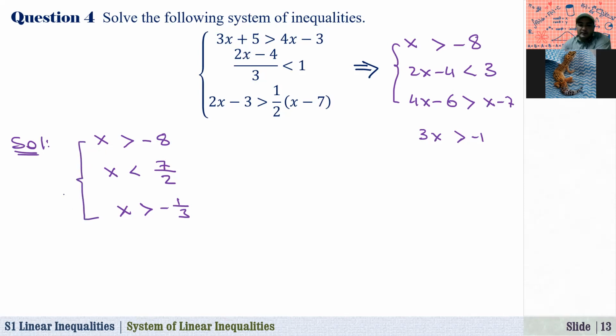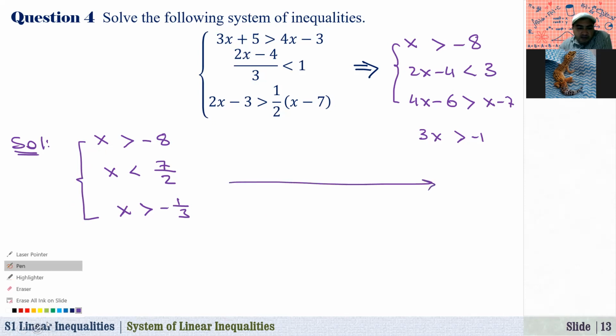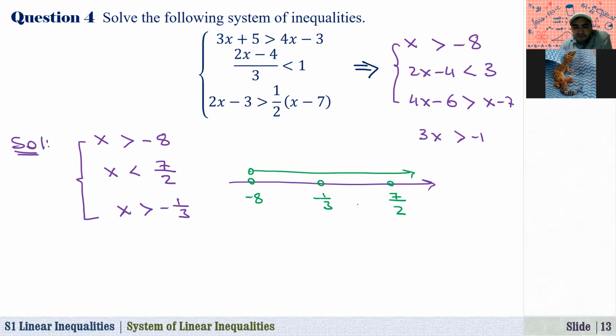Okay. So now if I just draw a number line, you can see much easier what's going on here. The first one is negative 8, 3.5, minus 1 over 3, right? So here we have negative 8. And here we have negative 1 over 3. And here we have 7 over 2. The first one is greater than negative 8. So it is from here in this direction.